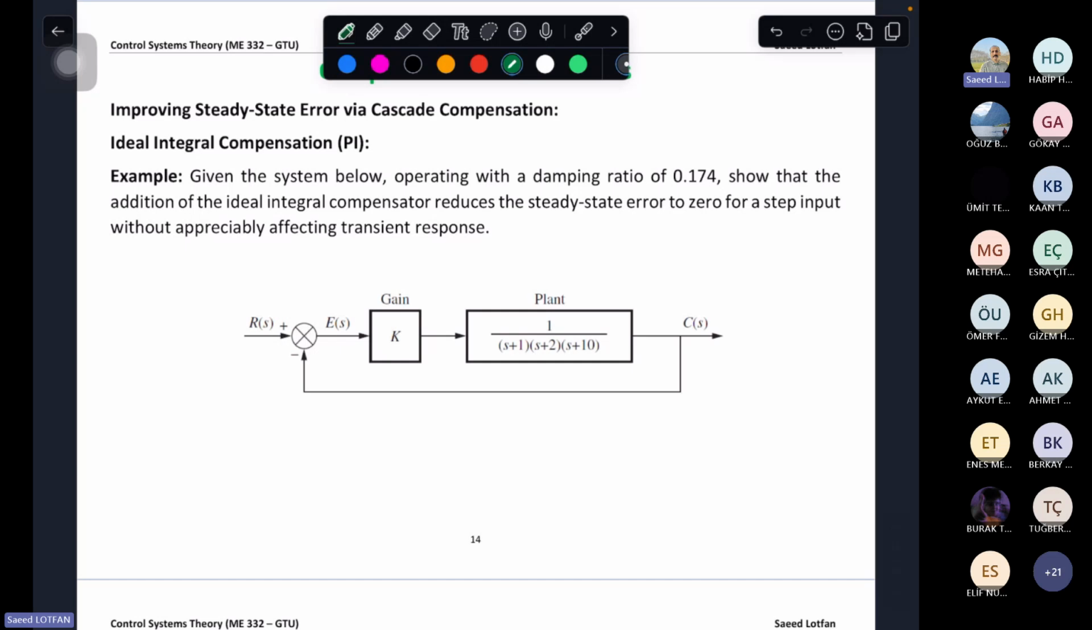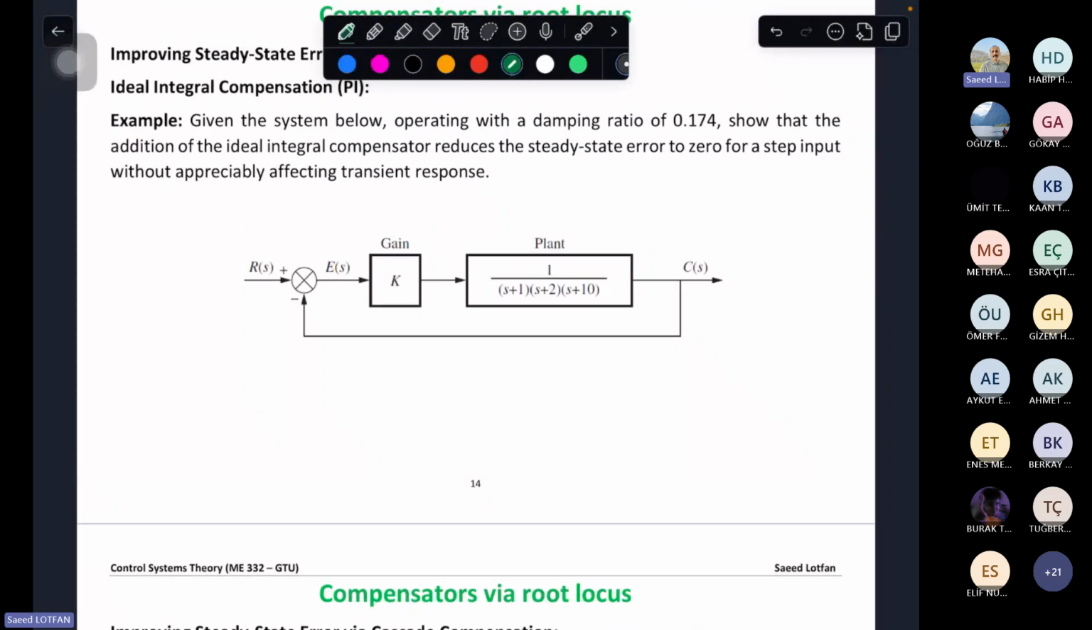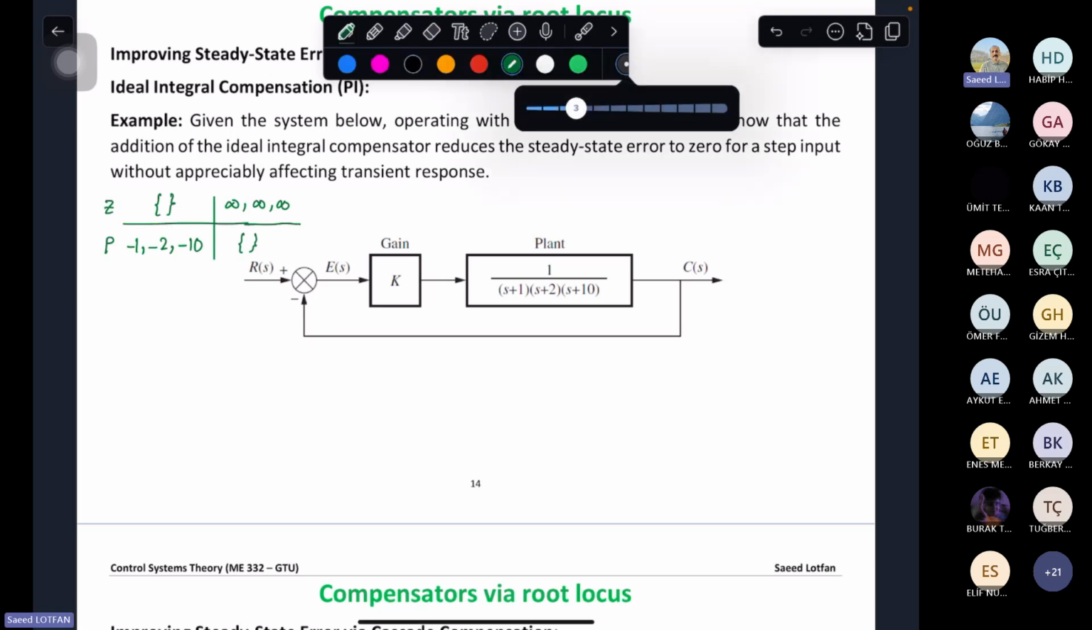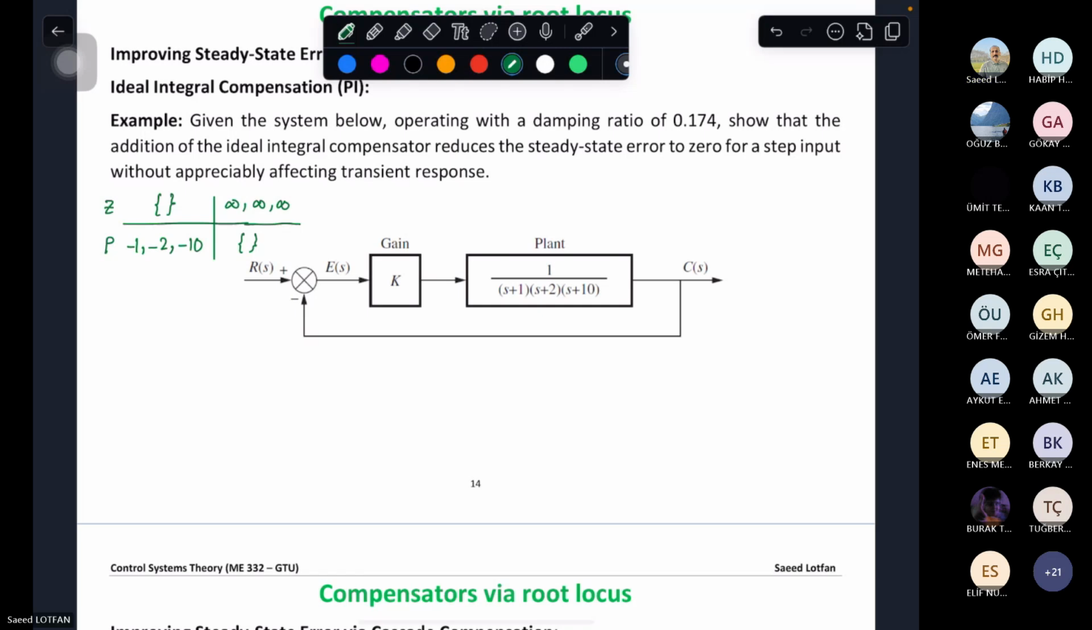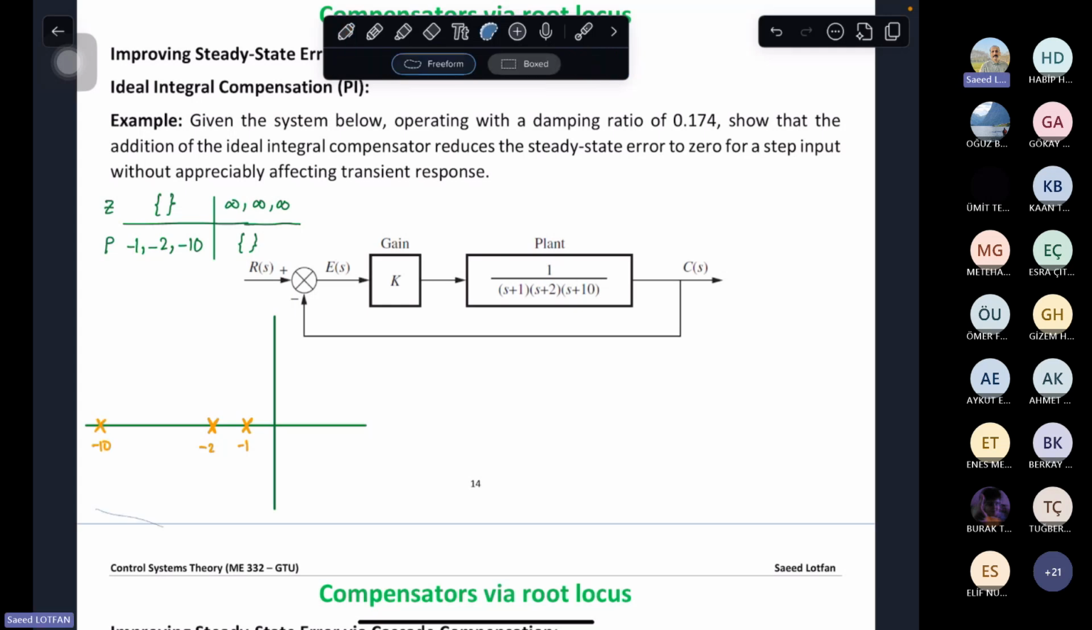First of all, I have to draw the root locus of the system. From last week, we said that we have some zeros and poles of the open loop system. What are the zeros? We have no zero for the system, and the poles are -1, -2, -10. So I have 3 zeros at infinity, and nothing for the poles. So we can say -1, -2, and -10.